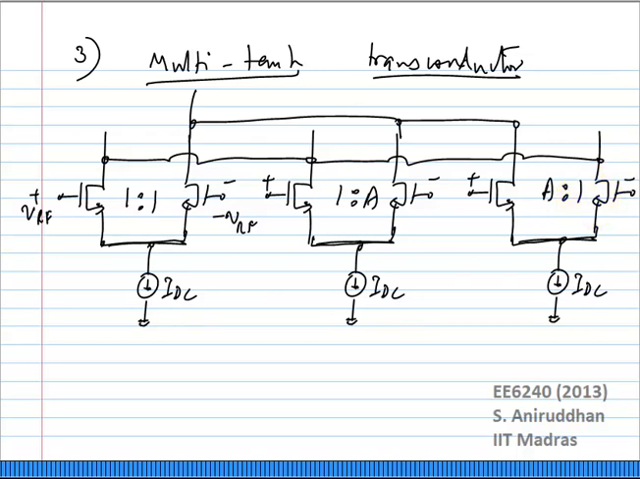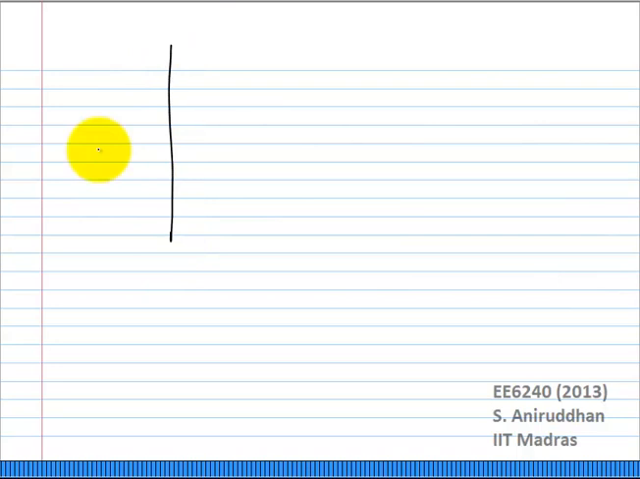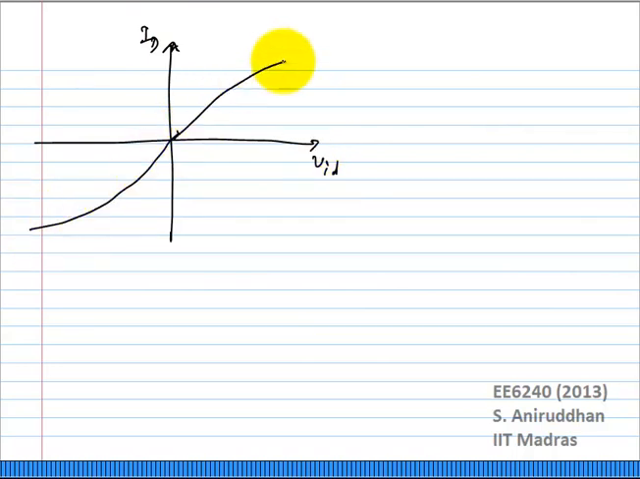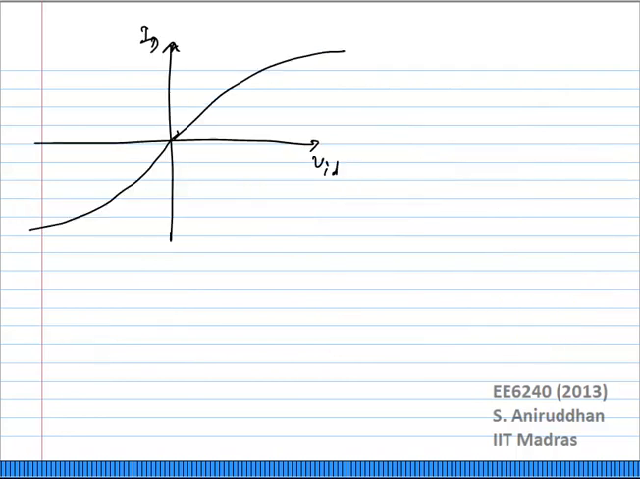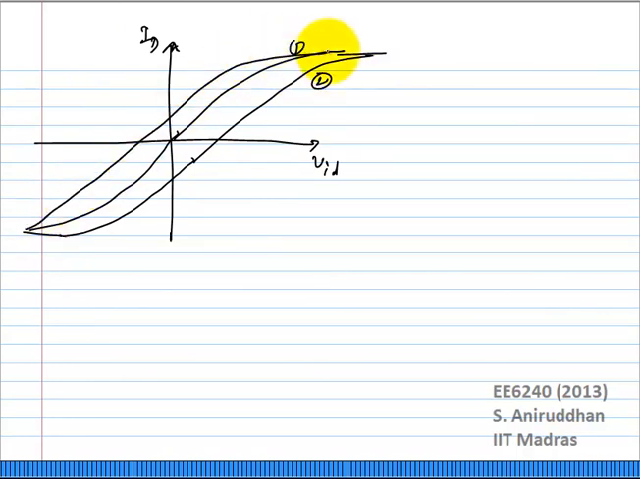If I do this, if you plot the overall ID versus the input differential voltage, the 1:1 transconductor will look like this. So I'll call that 1, 2 and 3. The basic 1:1 will look like this. The second one will be offset in this way. So this is 1, this is 2, and the third one will be offset in this manner because of this biasing.